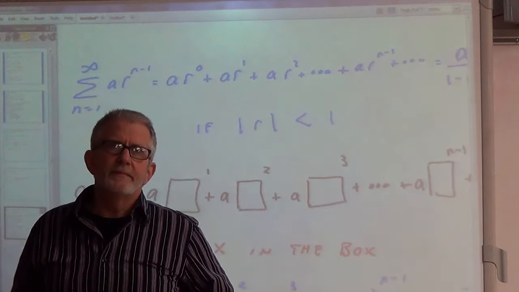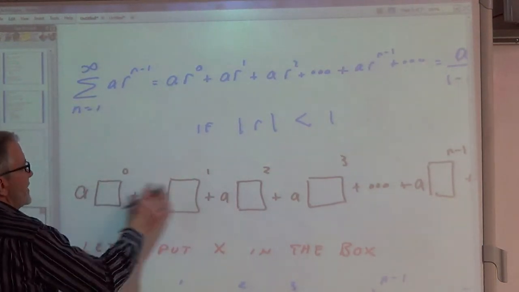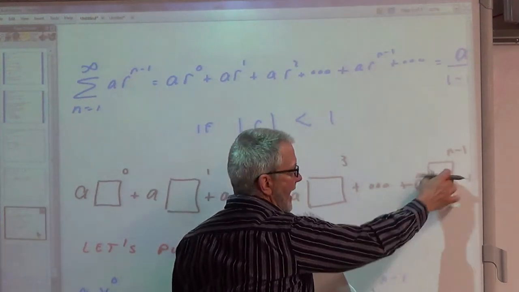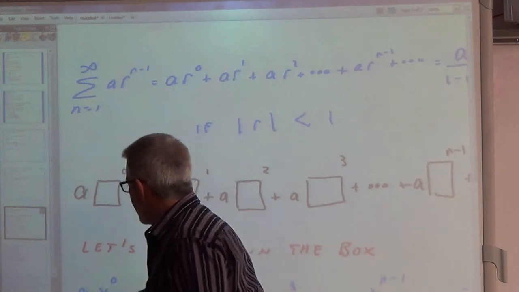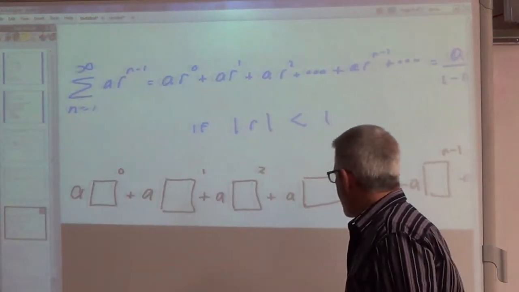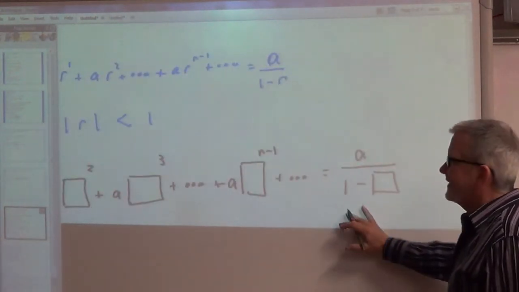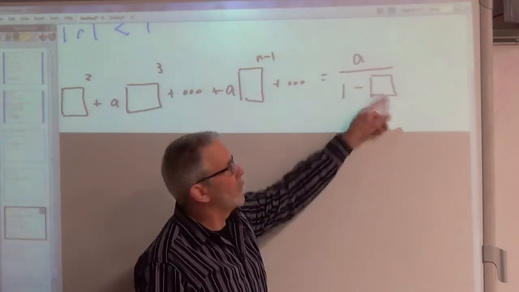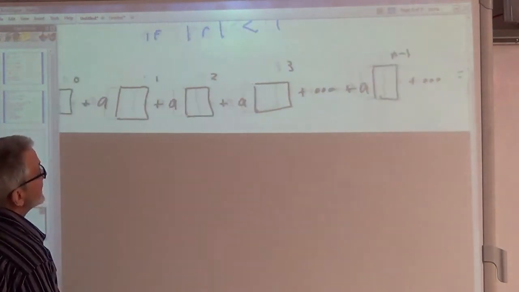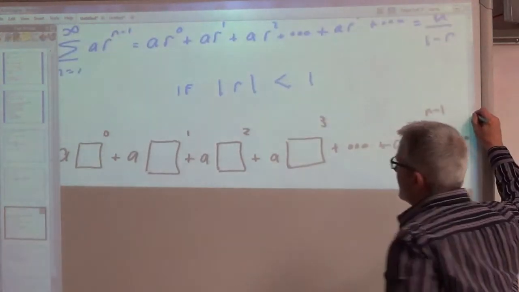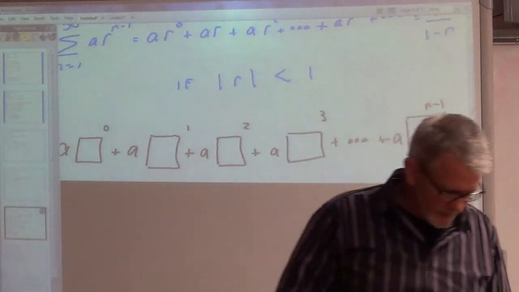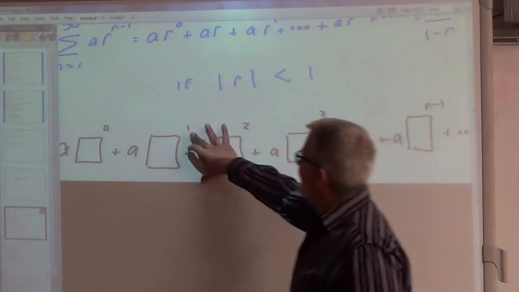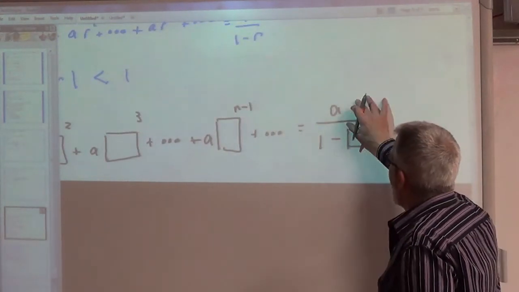Well, look what we can do. Let's put a box wherever we see the common ratio. And we have a box to the 0 plus a box to the 1 plus a box squared plus a box cubed plus dot dot dot a box to the n minus 1. Let me hide this for a moment so you don't look ahead. Plus dot dot dot, and when does this infinite series equal a over 1 minus box? When is that true? Think about that for a moment. Wrap your head around that. a box to the 0 plus a box to the 1 plus a box squared, dot, dot, dot. When, and only when, does this guy here converge to a over 1 minus box?